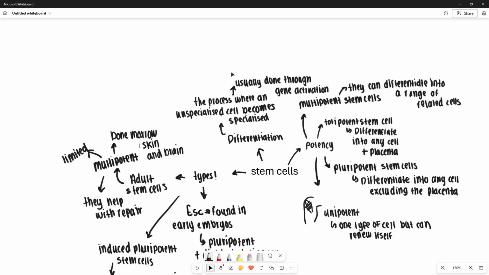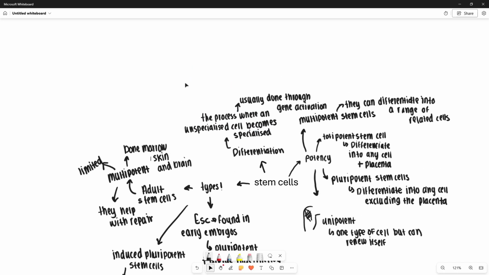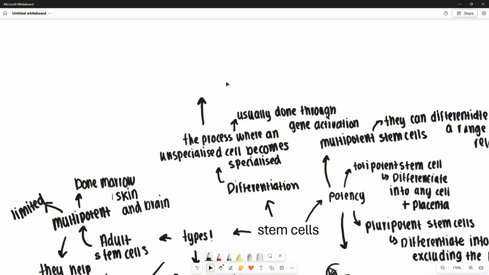Let's go into detail about differentiating a bit more, because we've talked about the types of stem cells, we talked about potencies, we talked about differentiation briefly, but I want to go into more depth. Differentiation is basically controlled by signaling pathways and transcription factors. Even though every cell in your body contains the same DNA, a muscle cell only expresses the genes needed to be a muscle cell.